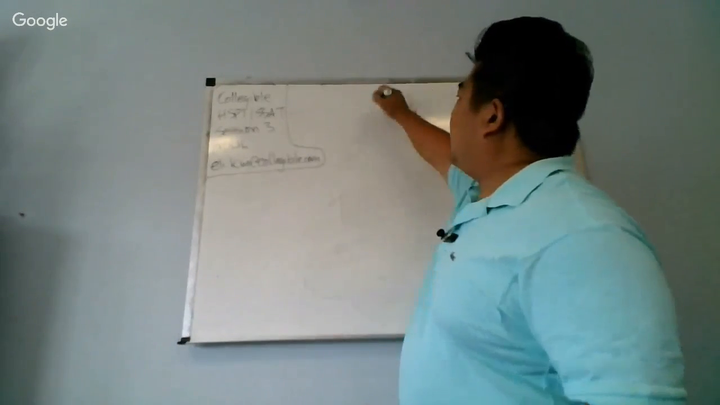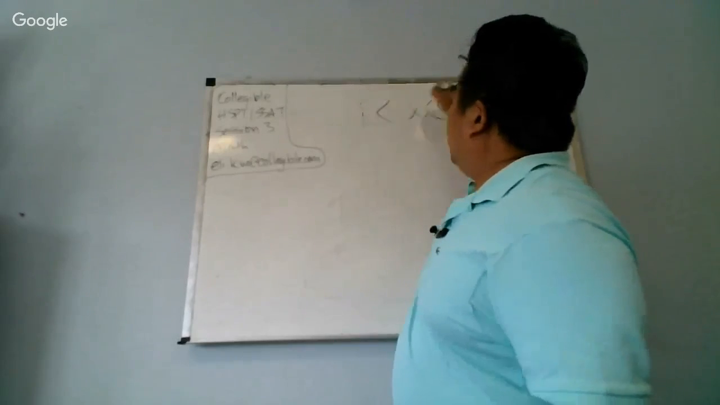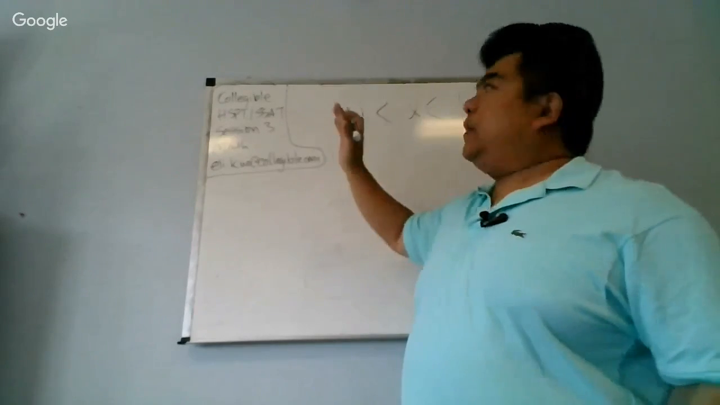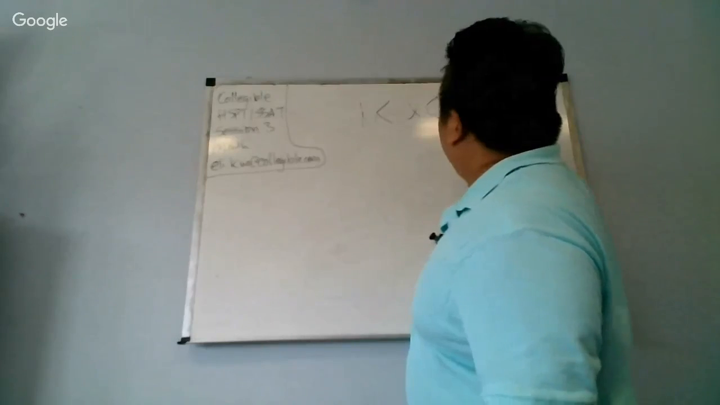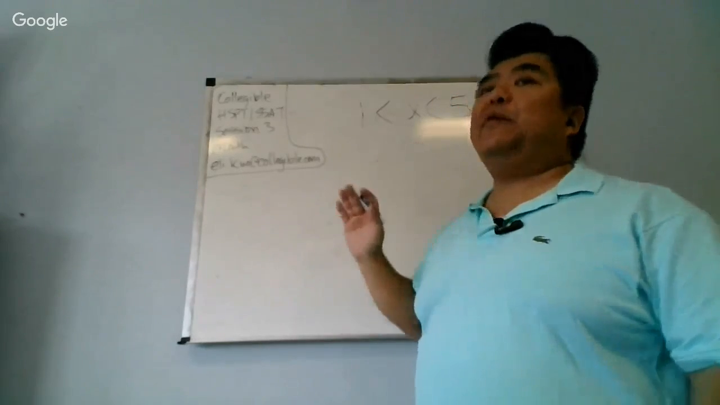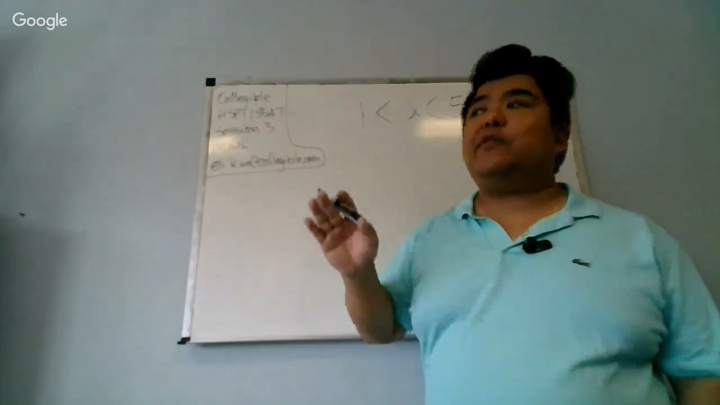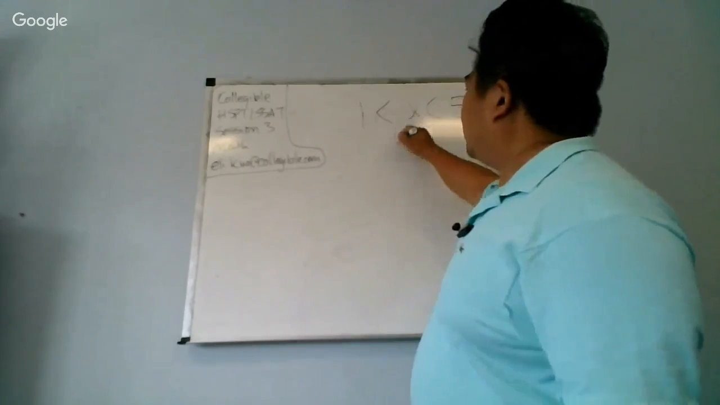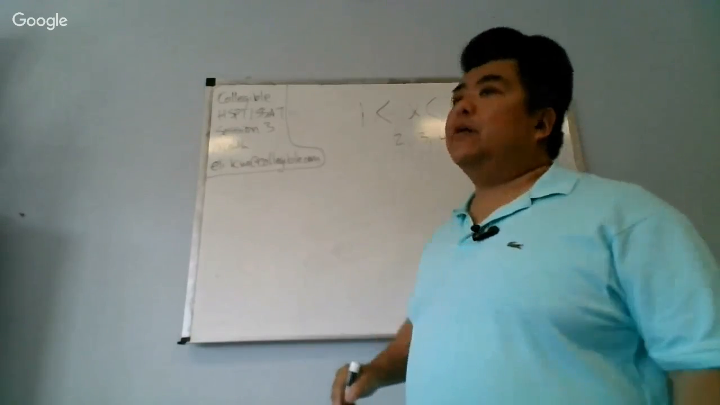So the first statement tells us that X is between 1 and 5. Between 1 and 1, that's impossible. Okay, between 1 and 5. So the only numbers that X is allowed to be here are 2, 3, and 4.